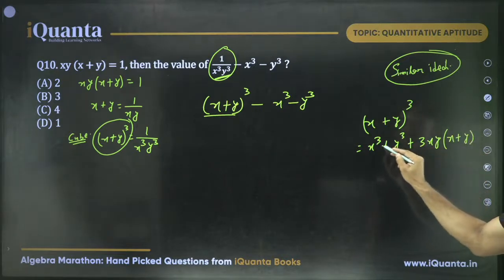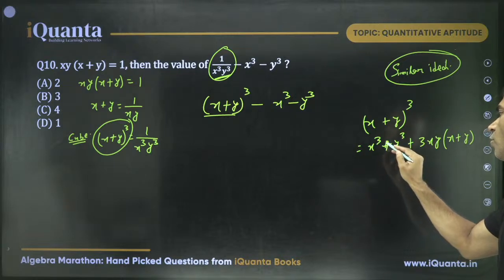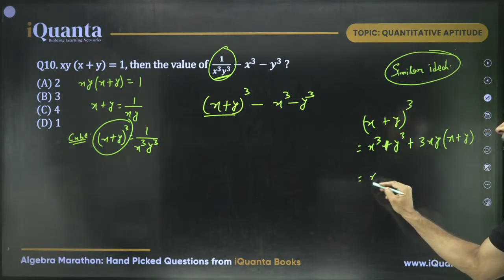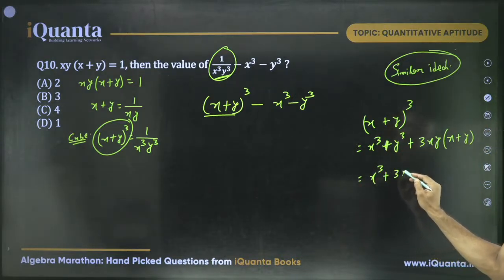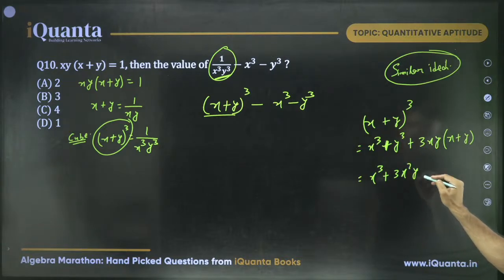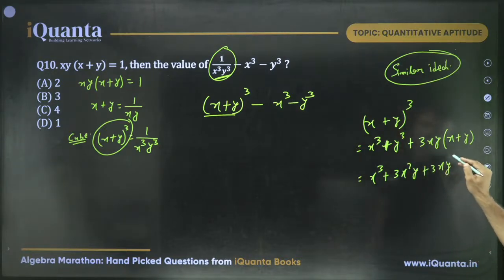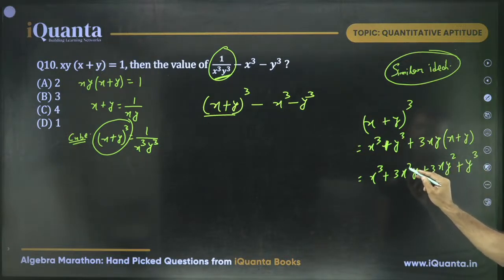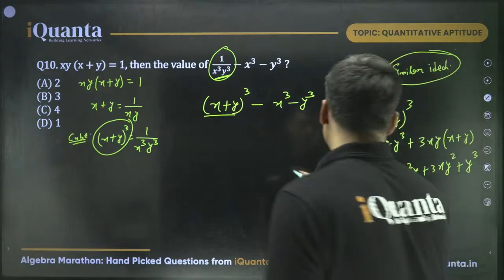And the same thing can also be written in a different structure by opening it. If you open it, what do you get? You get x cube plus 3x square y plus 3xy square plus y cube. आपको दोनों याद होना चाहिए. You must memorize both. ठीक है? So here I'll use the second one.